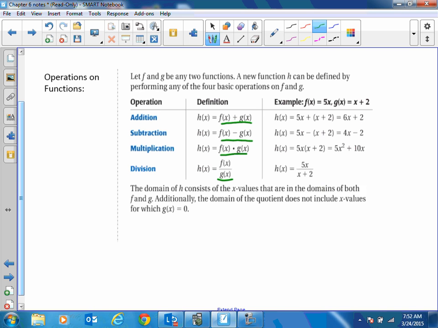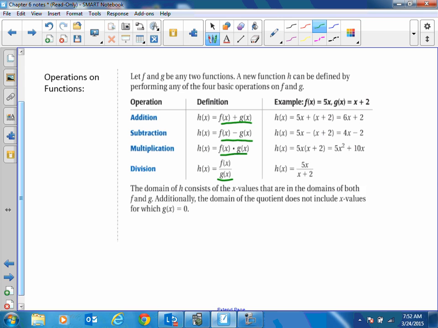The domain of h consists of the x values that are in the domains of both f and g. Additionally, the domain of the quotient does not include x values for which g of x equals 0. Okay, so basically, we just have to take into account domains that restrict the functions.